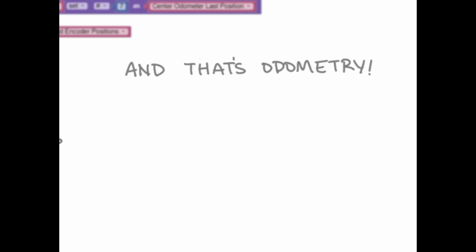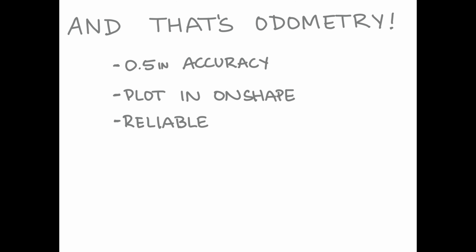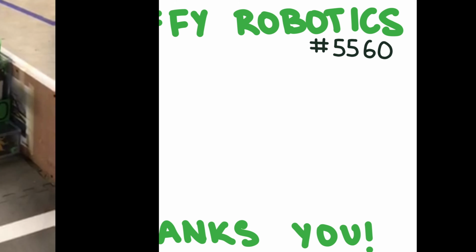And that's odometry. So far we found it has about a ½ inch of accuracy, which is pretty good. We are also able to plot our path in OnShape and put those coordinates into our code. This means it's very reliable, and we can easily make changes even if we are in line getting ready to compete. And because of our odometry code, we can do cool stuff like this.